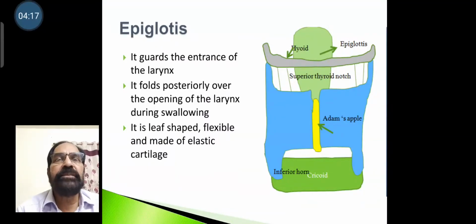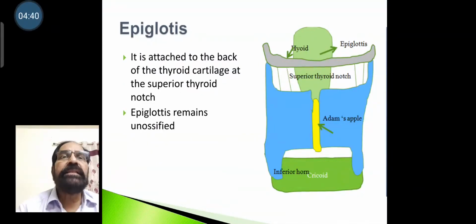Epiglottis. This is behind the thyroid cartilage. It guards the entrance of larynx. It folds posteriorly over the opening of larynx during swallowing. It is leaf-shaped, flexible and made of elastic cartilage. It is attached to the back of thyroid cartilage at superior thyroid notch. Epiglottis remains unossified during lifetime. So you can see the epiglottis in the picture.